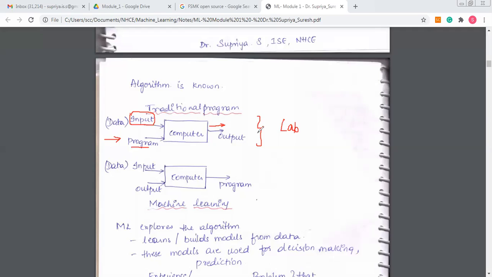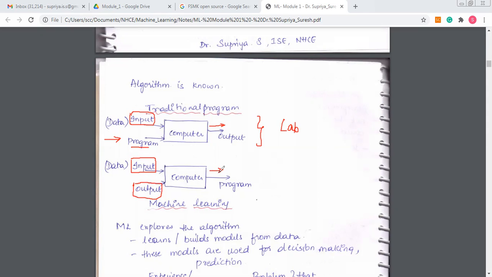Okay, what exactly happens with machine learning? In machine learning, I'm going to give only the input and its output. I know the input of the program, I know the output of the program. I'm going to give it to the computer. Now the computer is going to come up with a program for it.